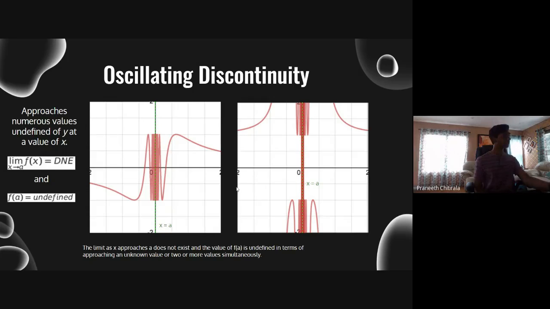And an oscillating discontinuity approaches numerous undefined values of y at a value of x. You don't know what value of y it's approaching. It can approach 0 here, or 1, or -1, or 0.5. You don't know. It just approaches some random value. And for that to happen, the limit of f of x as x approaches a does not exist, and f of a is undefined. So nothing exists. Nothing is defined, not the limit or the function.